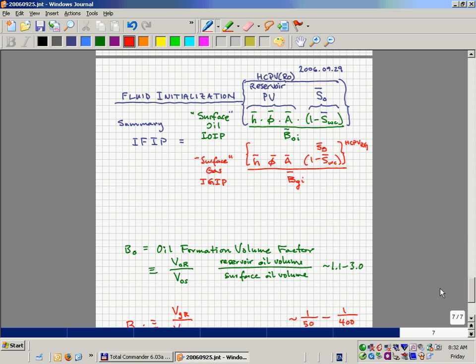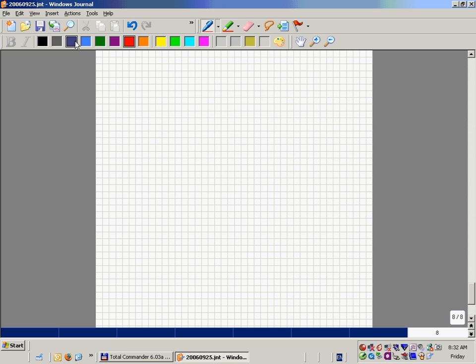Okay? Ekofisk is about 12 billion barrels of reservoir oil. Write it down. Let's just do a little example here. Ekofisk has an initial hydrocarbon pore volume of approximately 12 billion, which is 12 times 10 to the 9th, reservoir barrels. Sometimes we write that as RB, reservoir barrels.